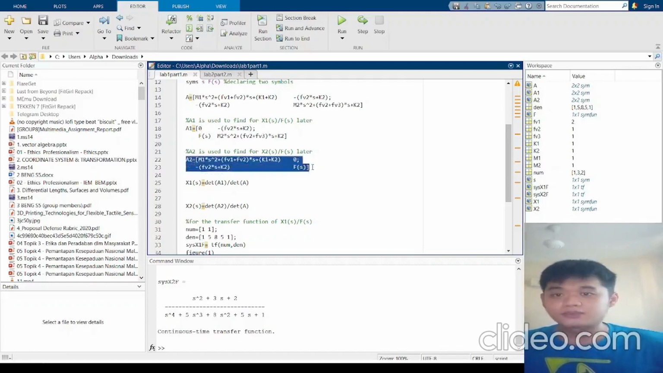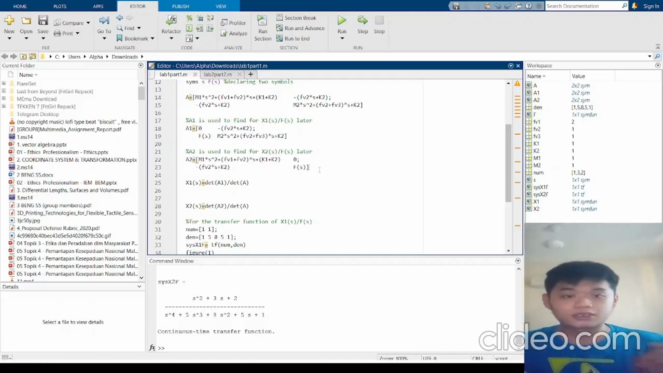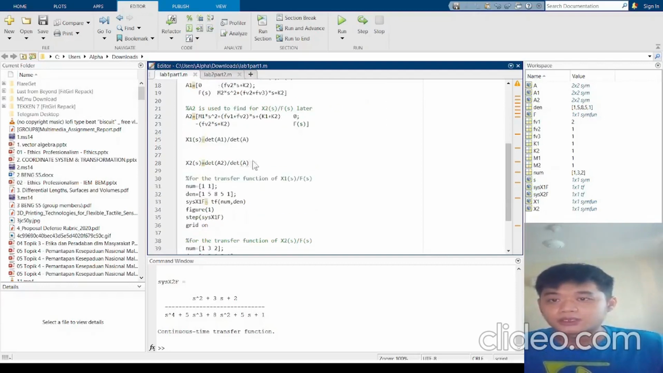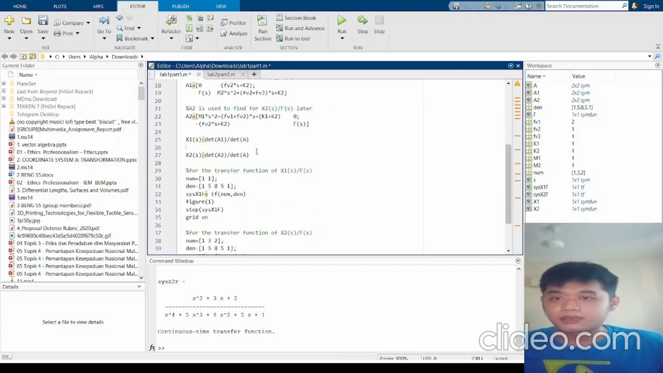But then the same goes for A2, which is also to find the determinant for x2. But in this A2, the 0 Fs will be put in the second column here. For the determinant for x1, we see the 0 Fs is located in the first column in the first matrix.